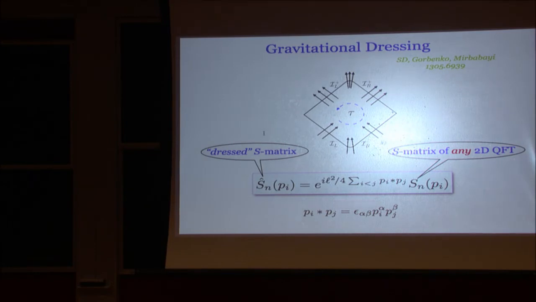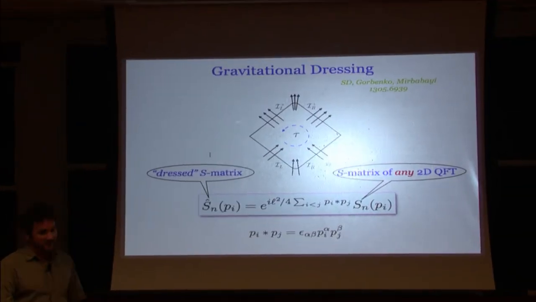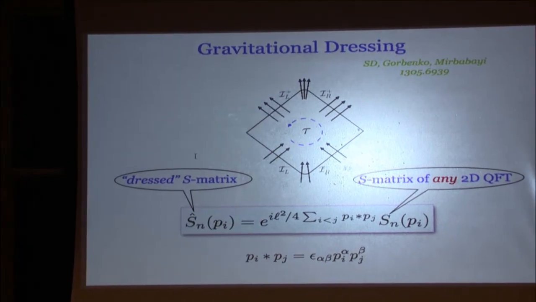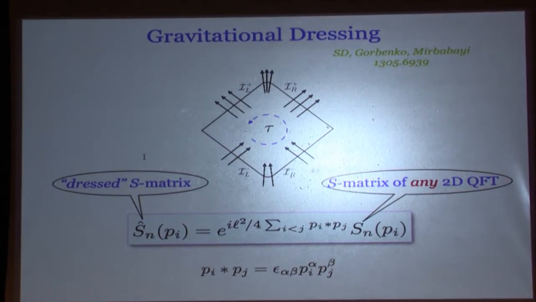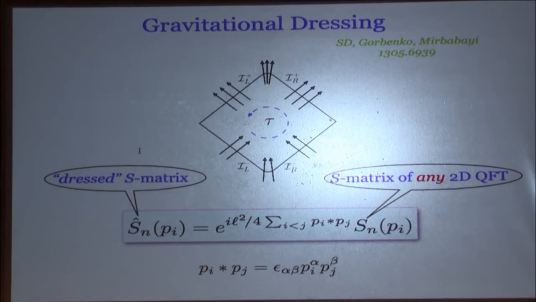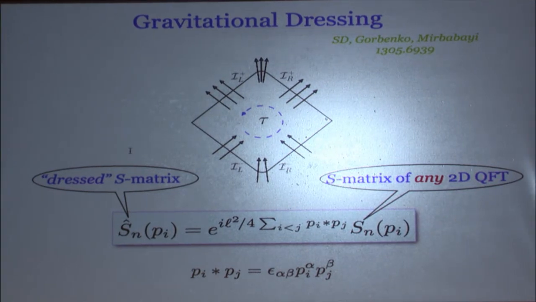Okay, so let me start with a mild confusion which we had a few years ago with Victor and Mirdad. The confusion came from the following construction, which is called gravitational dressing. So back then, we considered an arbitrary relativistic theory in 1 plus 1 dimensions. Amplitude, so this is the Penrose diagram of Minkowski space, and these are supposed to be incoming and outgoing momenta of colliding particles.